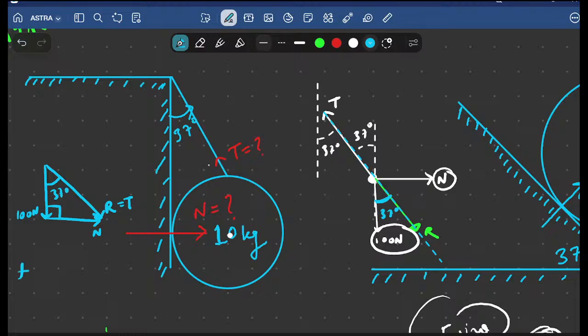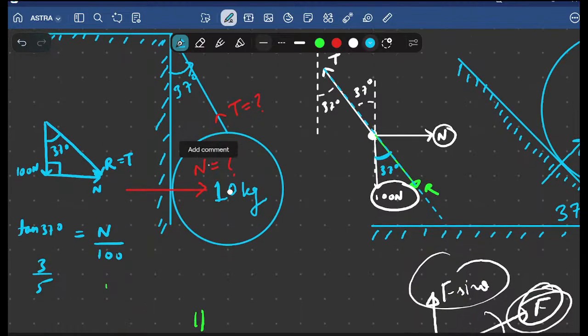Now I can simply write that tan 37 is equal to N upon 100, that is perpendicular by base. The side which is in front of the angle is the perpendicular, and the side on which the angle is residing is the base, right? So N upon 100. From here we can write tan 37 is 3 by 5, so 3 by 5 is equal to N by 100. It becomes 60 Newton. N is equal to 60 Newton, right?